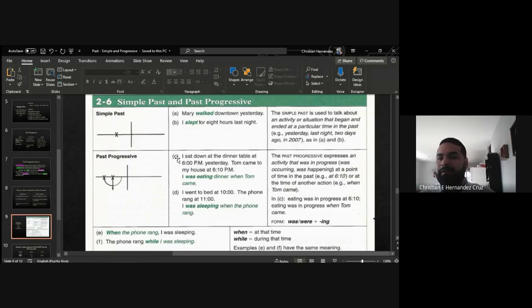In sentence C, eating was in progress at 6:10. Eating was in progress when Tom came. Okay. And sentence D, I went to bed at 10. The phone rang at 11. I was sleeping when the phone rang. Okay. So really, the green sentence is actually the sentence we are looking at. All this stuff in black is just kind of the context for that sentence.